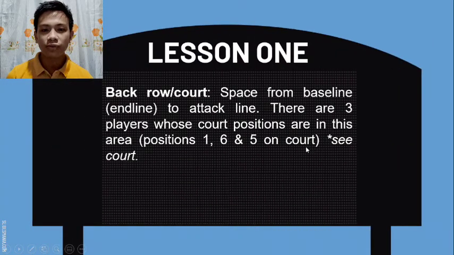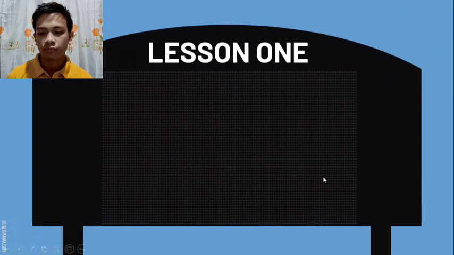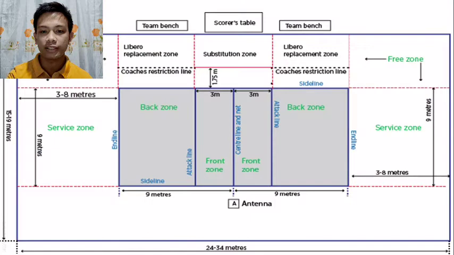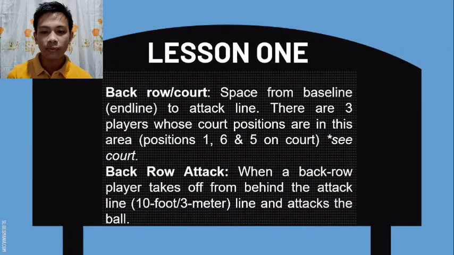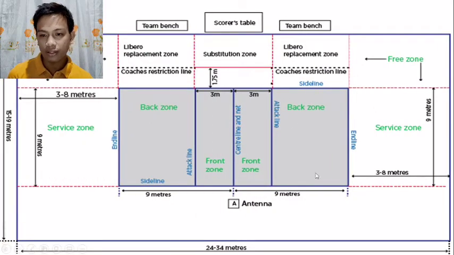Next, back row or court. So, yun, na-mention ko na kanina. That's the space from baseline or end line to attack line. Ito yung back row court natin. Ito, back row. Itong area na to. Let's go back sa previous slide. So, back row attack. When a back row player takes off from behind the attack line, so, ayun, back row attack, the attack is coming from this area, itong back row. Yan.